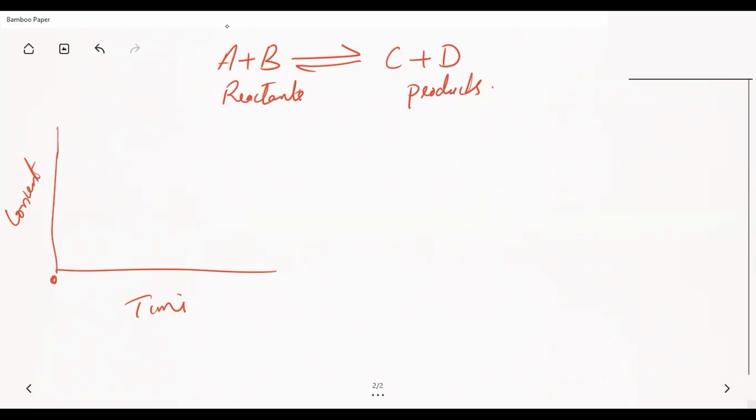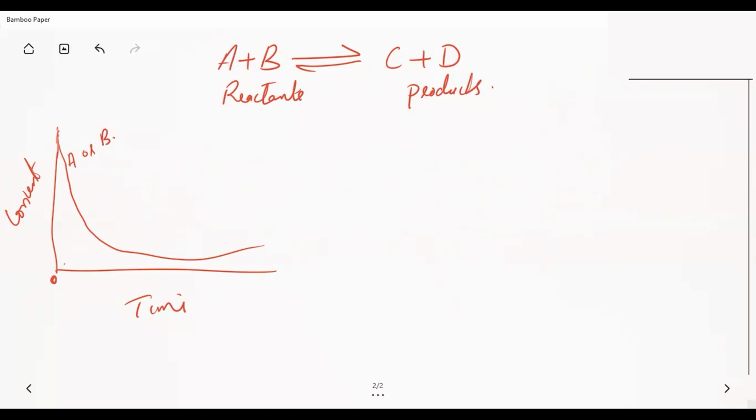As the time changes, what will happen? As the reaction proceeds, the concentration of A and B starts decreasing, and the concentration of C and D starts increasing. So let us draw a graph like this. The concentration of A and B starts decreasing like this. Initially this is A or B, and it decreases with time.